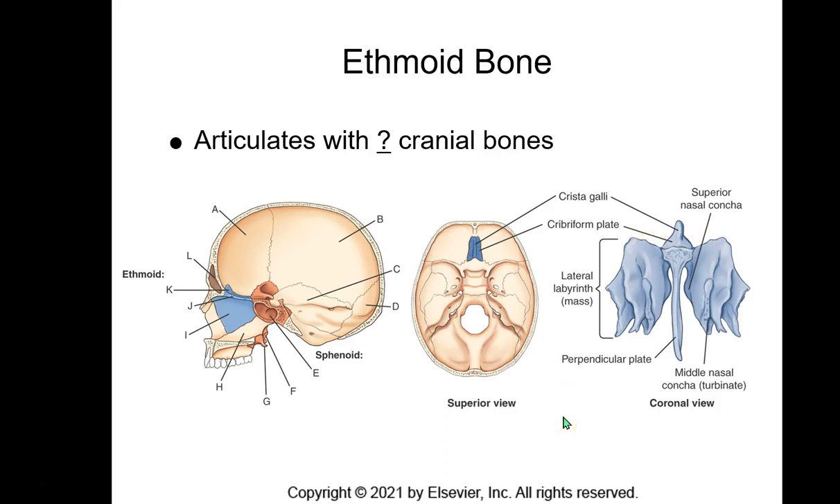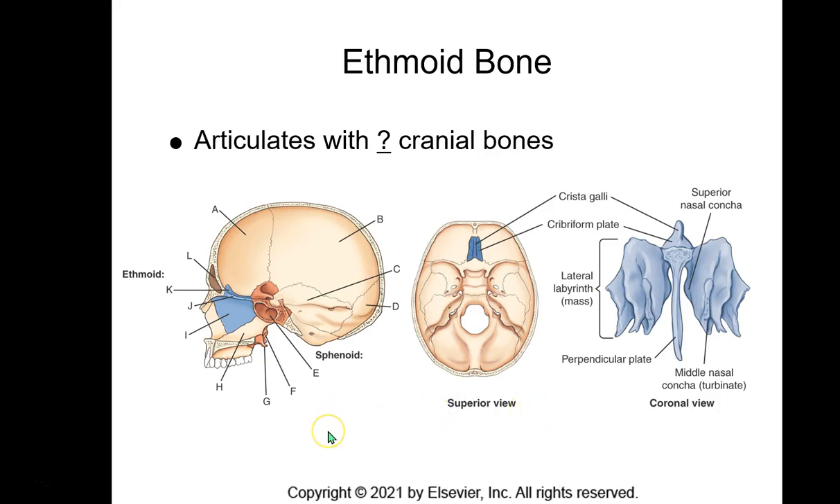The lateral masses contain the ethmoid air cells, or sinuses, and help to form the medial walls of the orbits and the lateral walls of the nasal cavity. Within each lateral mass are projections of bone called the superior and middle nasal concha, or turbinates. And you can really visualize that better on an AP projection. The ethmoid bone articulates with two cranial bones, the frontal and the sphenoid. And the ethmoid bone also articulates with 11 facial bones.